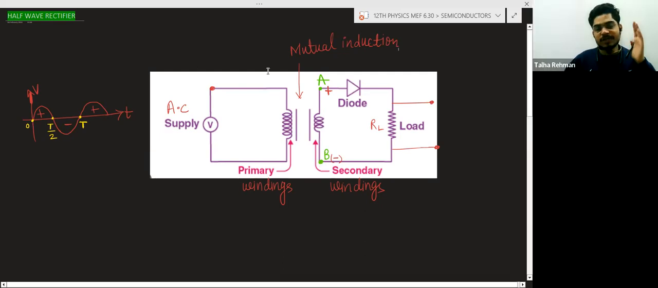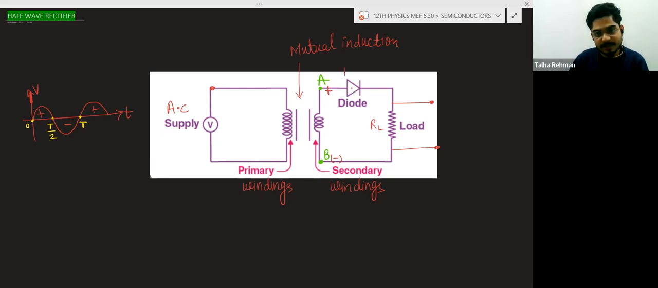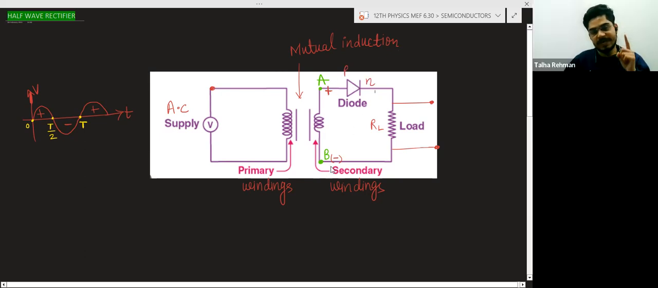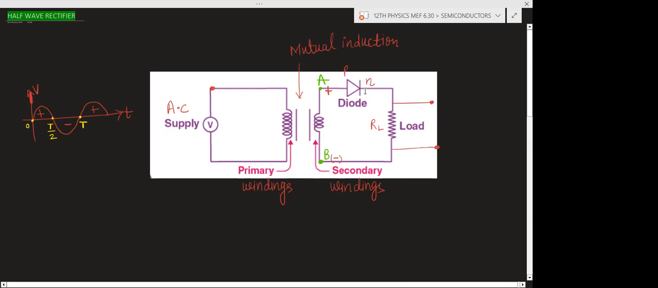Now you can see this positive terminal is connected to the P side, and this is the N side. The positive terminal is connected to the P side, and the negative terminal is connected to the N side. So this is forward biasing.